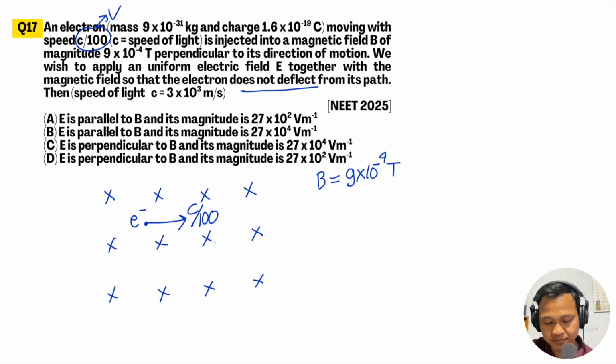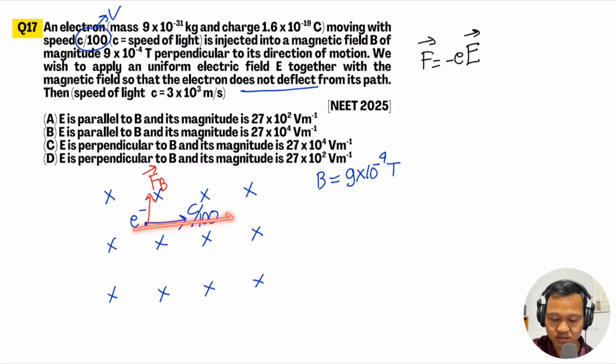So here the force is F equals Q into E. For an electron it is minus e into E, so the force will act opposite to the electric field. Now V cross B is upward, so the magnetic force is upward, as V is along one direction and B is inward.